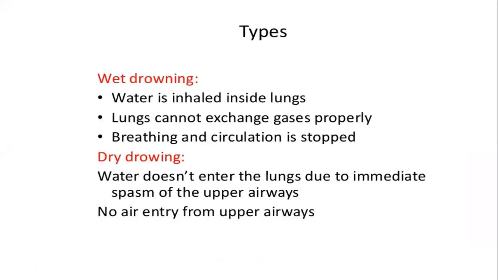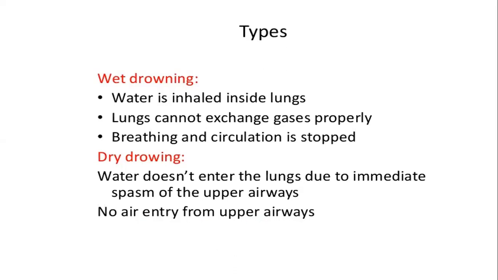So there are two types of drowning. One is wet drowning. Second is dry drowning. What is the difference between wet and dry? Wet, when the patient inhales the water inside the lung, and the lung cannot exchange the gas properly, and therefore the breathing and circulation stop. This is wet drowning. Dry drowning, there is no water entering the lung. But actually, the reason is because of the immediate spasm of the upper airway.